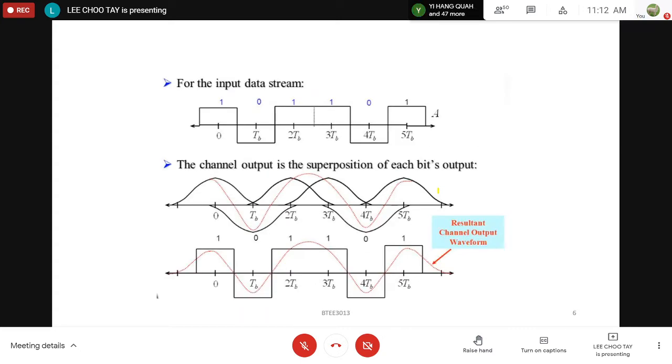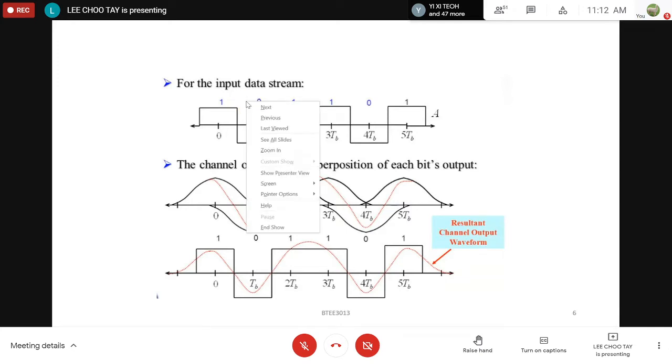Therefore, for an input data stream that looks like this, this is basically what kind of line coding is used here.